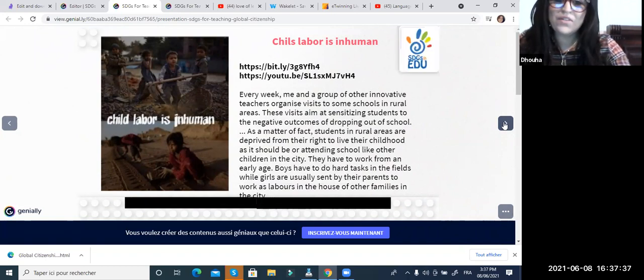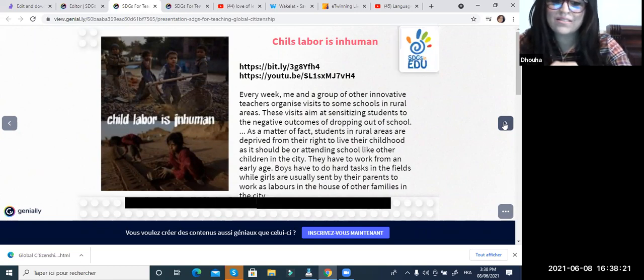With another innovative teacher, I organize a visit to a school in a rural area. These visits aim at sensitizing students to the negative outcomes of dropping out of school. We also organize during this visit a number of workshops and competitions, usually concluded by a final celebration. Indeed, the other teachers of this community service team and I give donations to buy gifts for all and make certificates for the winners, so as to create an outlet for them, as well as encourage them to continue attending school in spite of all the difficulty.